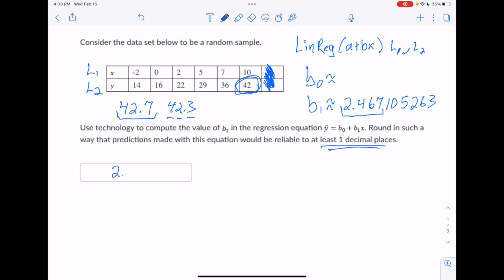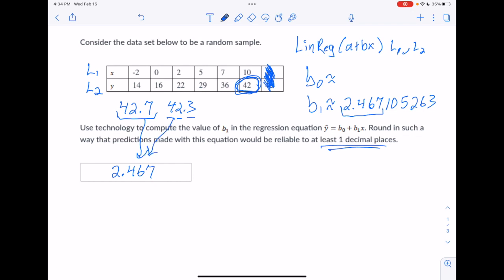So 2.467 has 3 decimal places on it, but you need those to get 1 decimal place in your prediction. Because again, for slope, it's about significant figures or digits. And a number like 42 written with 1 decimal place has 3 significant figures or 3 digits. And that means that you need at least 1 more than that when you enter your slope here.